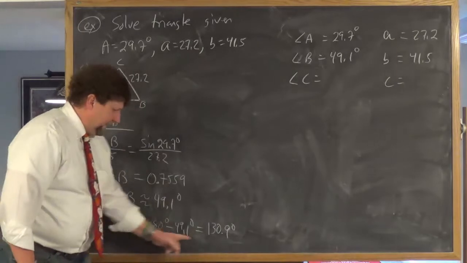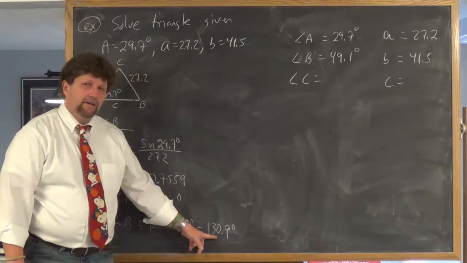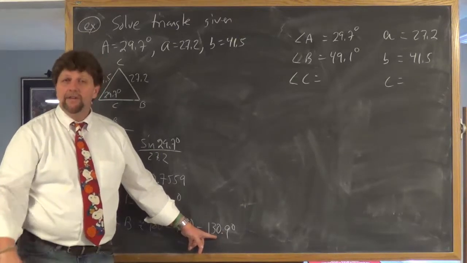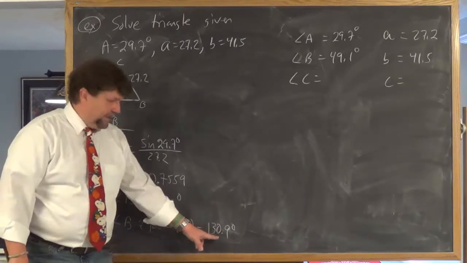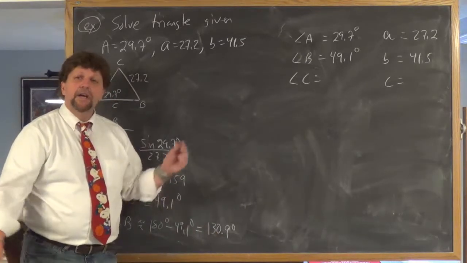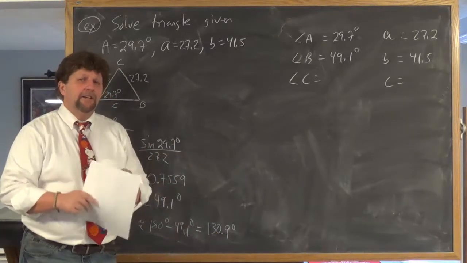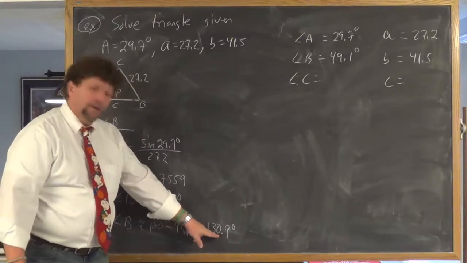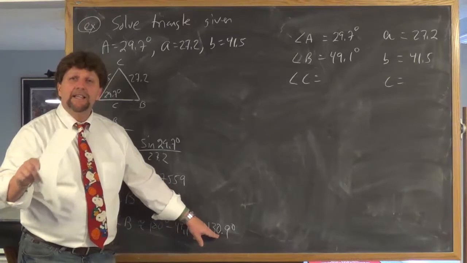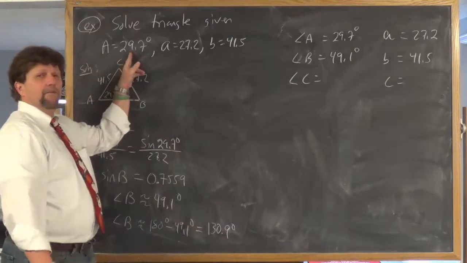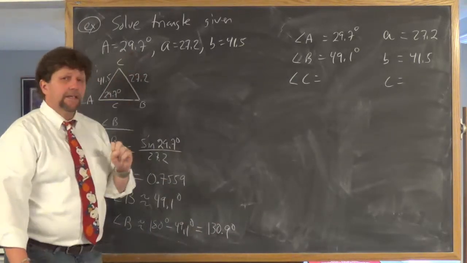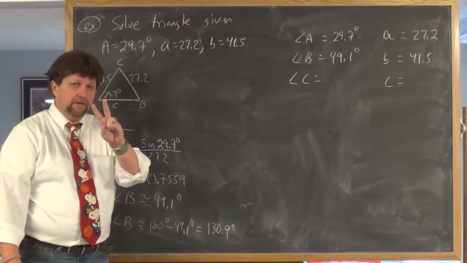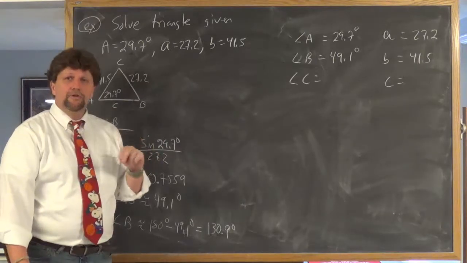If the second candidate for angle B plus the given angle, and here the given angle is angle A, if that adds up to less than 180 degrees, you have 2 triangles. And notice 130.9 degrees plus the given angle, 29.7, that sum is definitely less than 180 degrees. So we have 2 triangles. This given information is producing 2 triangles.